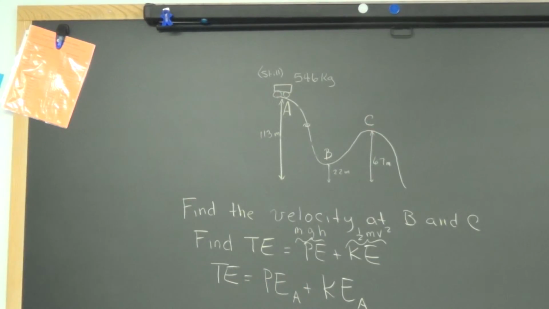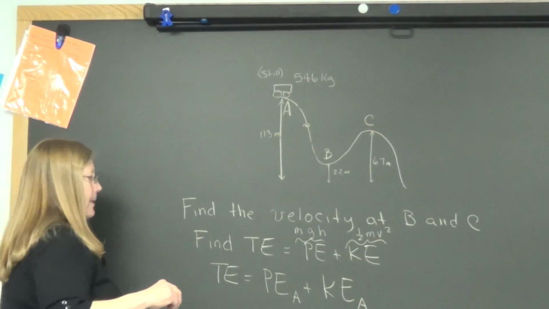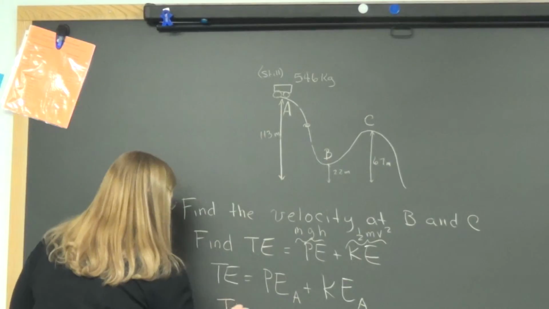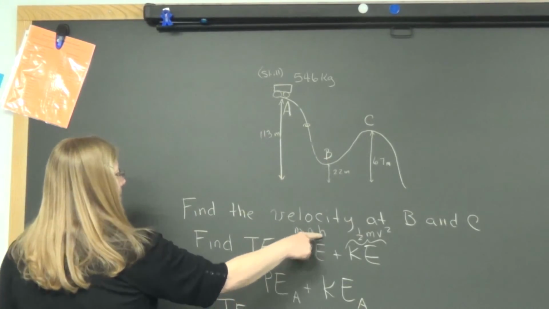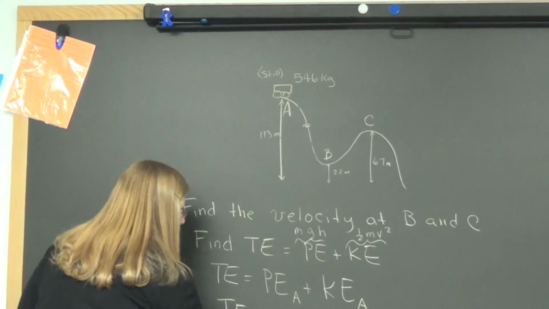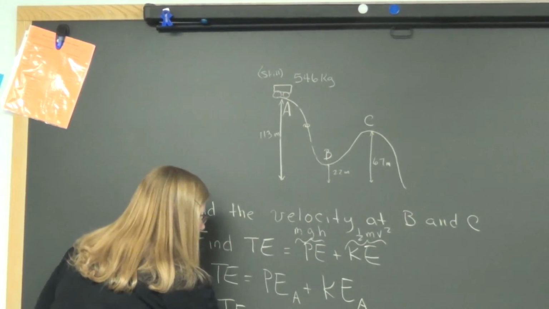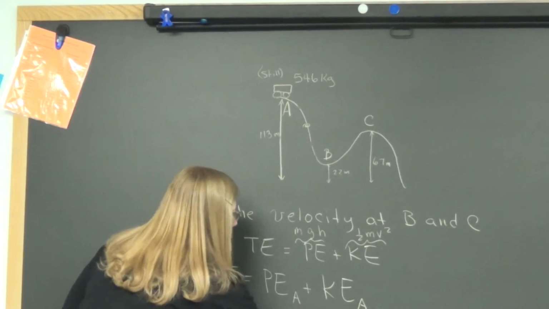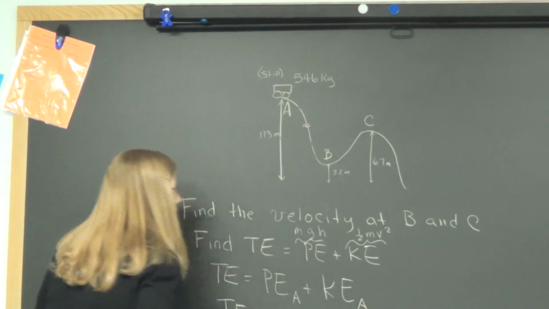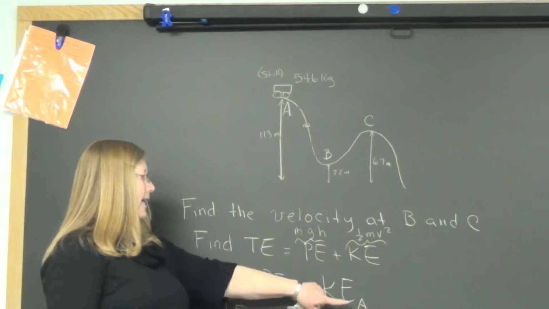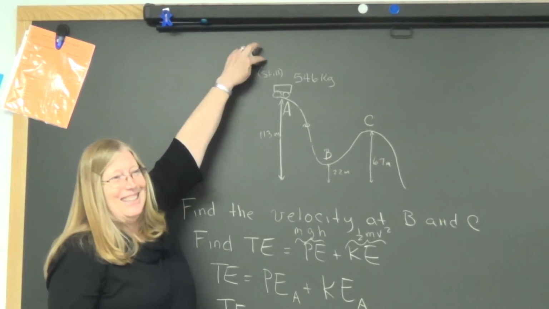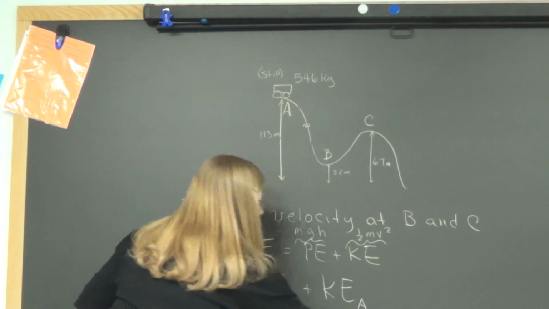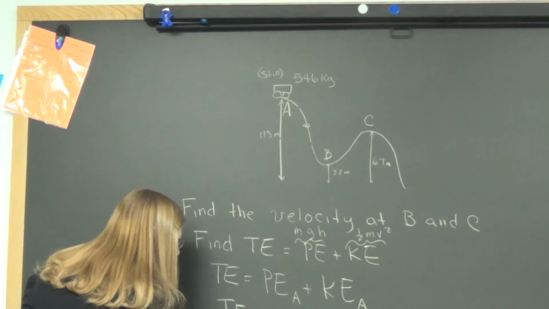So tell me what these numbers are. Can you, without me telling you? Do we have an mgh at A? Yes. All right, what are those numbers? 546, 9.8, and 113. All right, very good. mgh, there it is. And so what is the kinetic energy at A? 0. Right, so see how nice a spot it is to go to find total energy? It works.